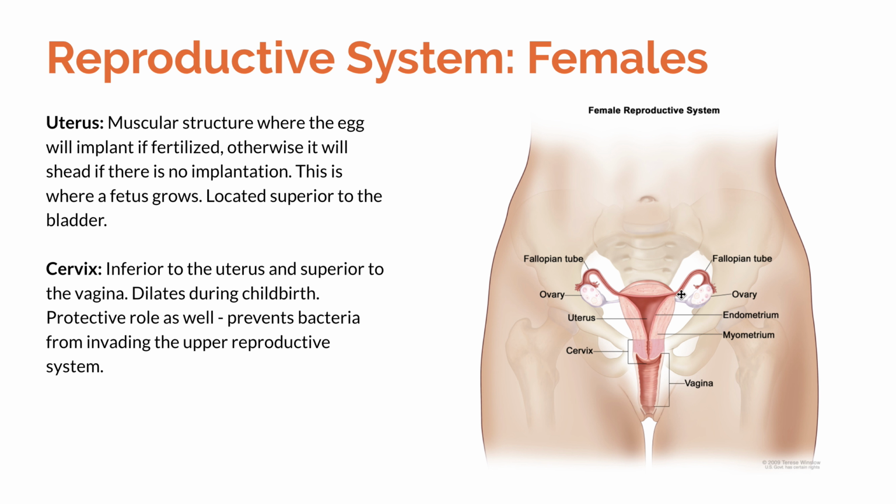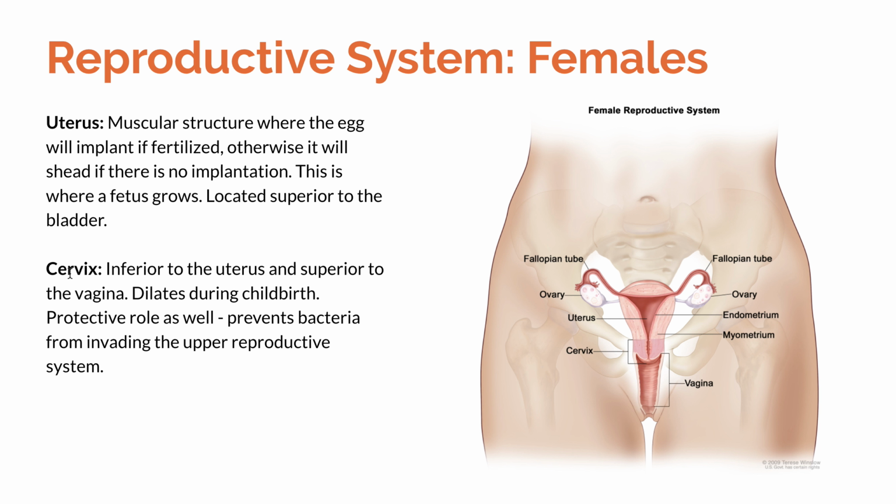And as we already spoke about, the uterus is this muscular structure where the egg potentially will implant, and if it doesn't, the uterus essentially will shed and start the cycle all over again. And it's located superior to the bladder, so it's above the bladder.